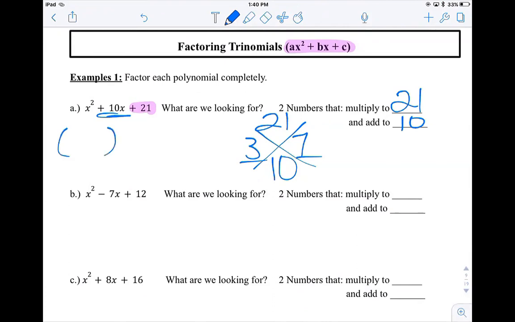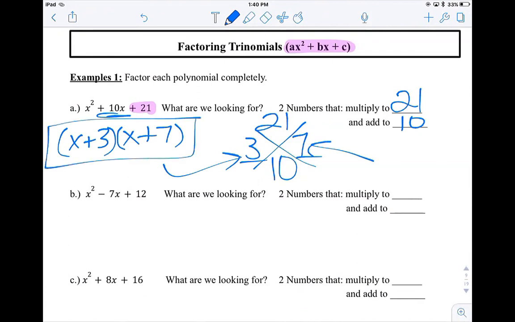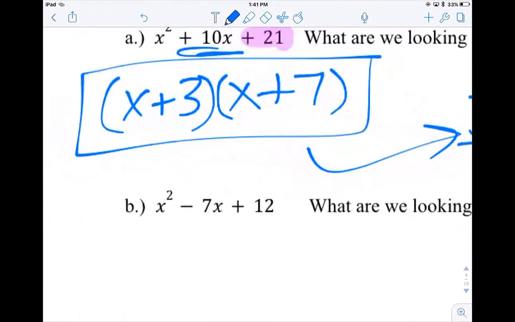So we're going to do the same thing we did with our difference of squares. We're going to have two parentheses. We're going to have an x in each one. And now we're going to do plus 3 from this number here and plus 7 from this number here. And they're pluses because they're positive numbers. They're not negative.